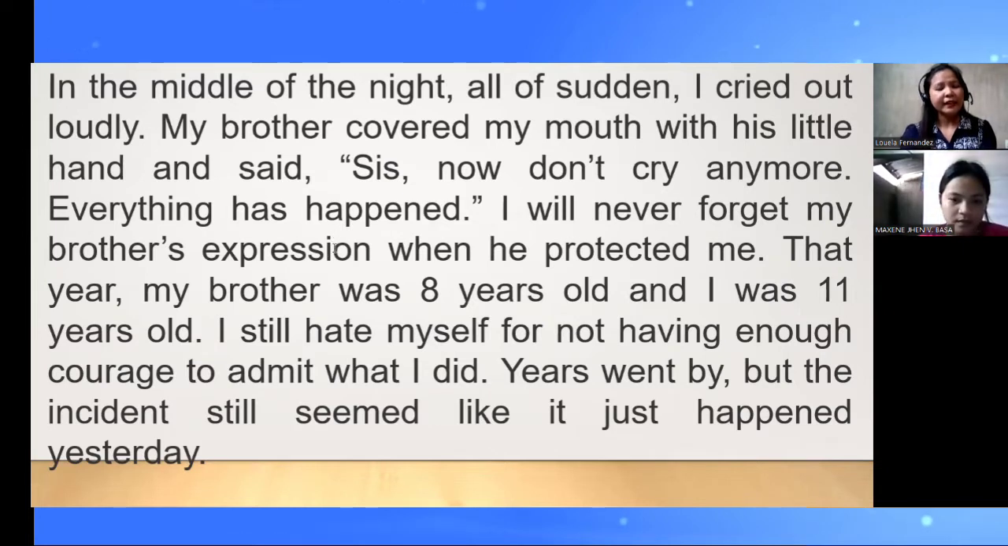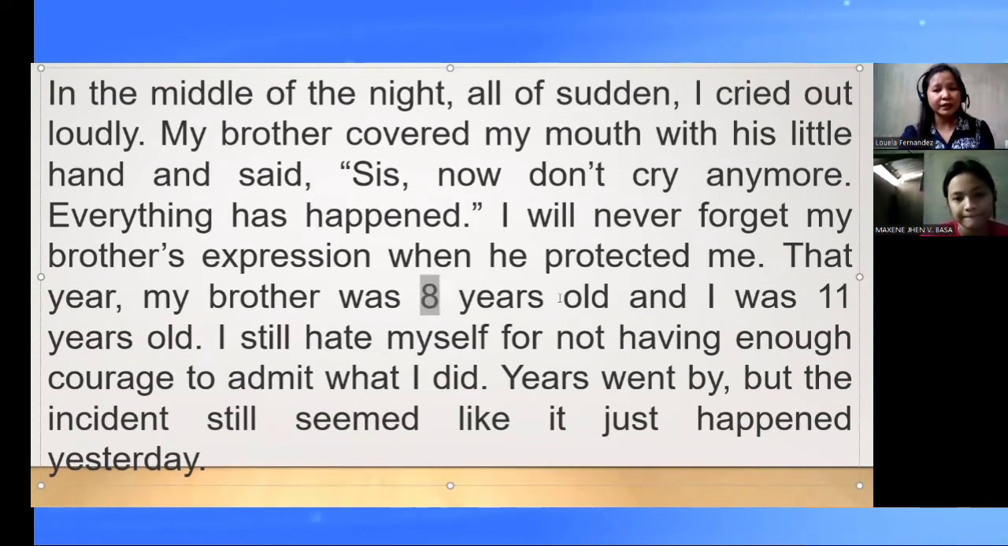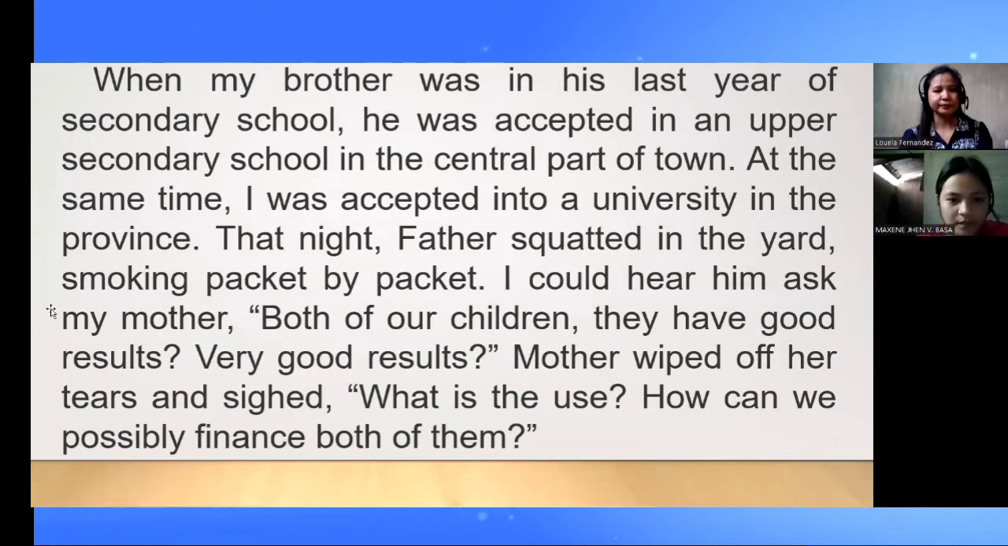Can you see? The brother was only 8 years old and the sister was 11 years old. But still, the younger brother has more courage to admit the fault, right? To cover up his sister, right? Right, so let's see what happened next.